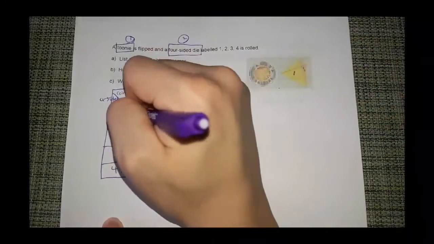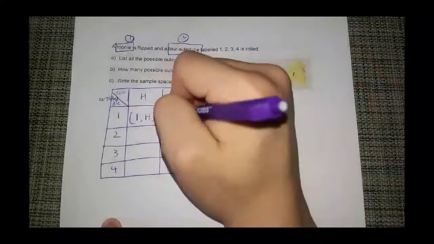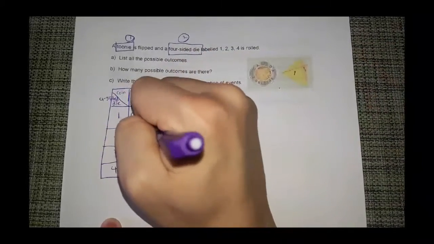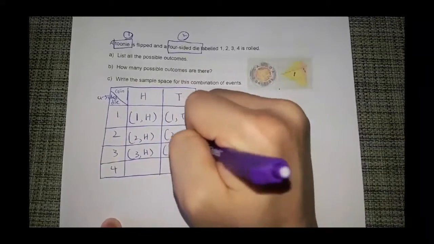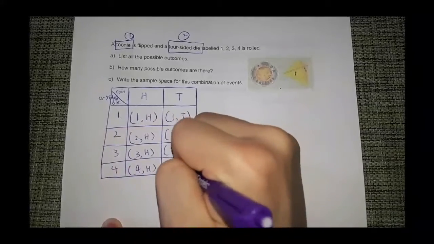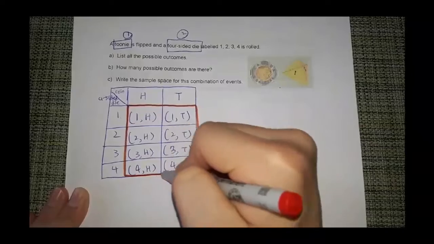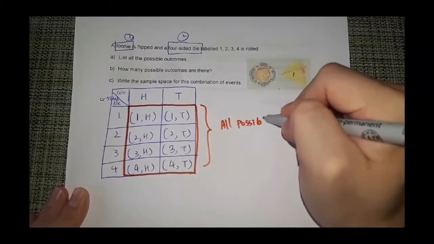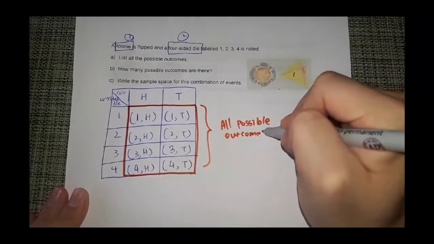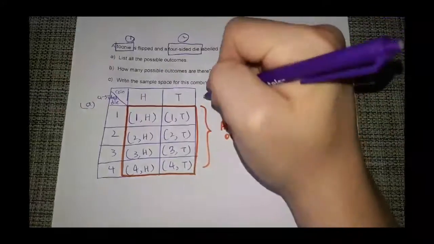So the first outcome is combination of having one from the die and then H from the toonie, one and tail, two head, two tail, three head, three tail, four head, four tail. So long story short, we have all of the possible combinations inside here. And I'm gonna put all possible outcomes. So the A part, ladies and gentlemen, it's done.